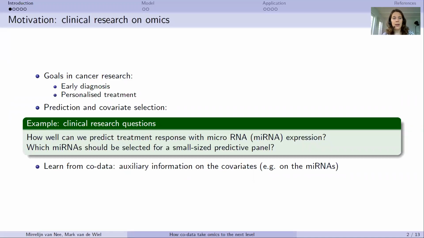In this talk, I have an application as example with the following clinical research questions. How well can we predict treatment response with microRNA expression? And which microRNAs should be selected for a small size predictive panel. My PhD is all about learning from codata, and codata is auxiliary information on the covariates. So in this example, we have the covariates microRNAs.